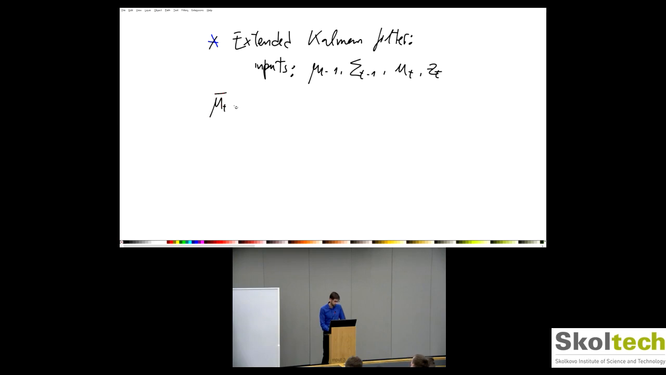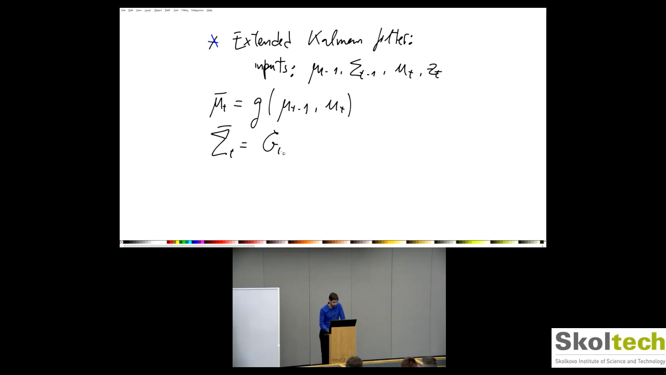So the mean is just going to be the evaluation, as we said before, when we were doing the expansion. Forget about the other expression. This is just evaluating this nonlinear function exactly at this point. Okay, what about the covariance?